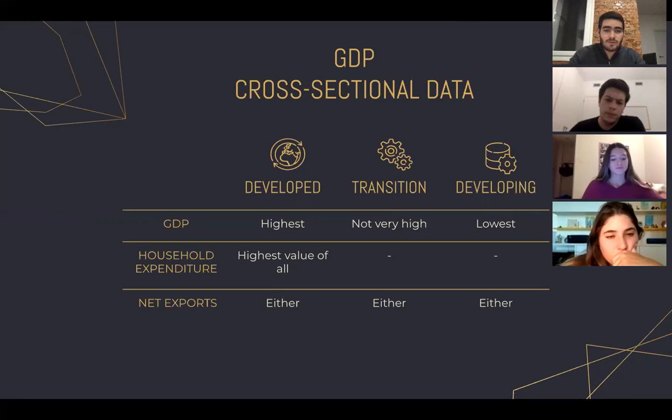We can see that in developed countries, more specifically in countries such as Japan, Spain, and Italy, household expenditure is the component with the highest value of all. And when analyzing net exports, the variance between the countries is not subject to the category they belong to. In this very sense, we can establish that it does not matter if the country is developed, in economic transition, or developing. They can all have either a trade surplus or a trade deficit.